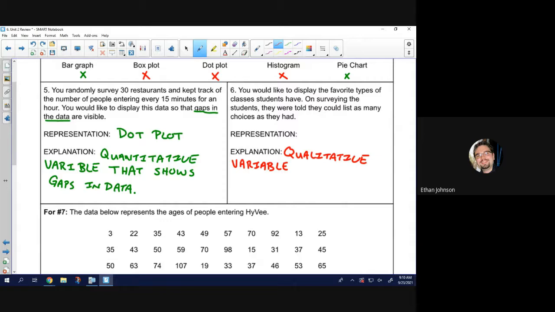Because it says they could list as many choices as they had, it has to be a pie chart. I'm sorry, a bar graph. A pie chart, you can only have one response. Because remember, a pie chart has to add up to 100%. Cannot be more than 100%, cannot be less than. If we let people respond with more than one thing, that's more than 100%. So your explanation would be it's a qualitative variable, and they could list as many choices as they had.